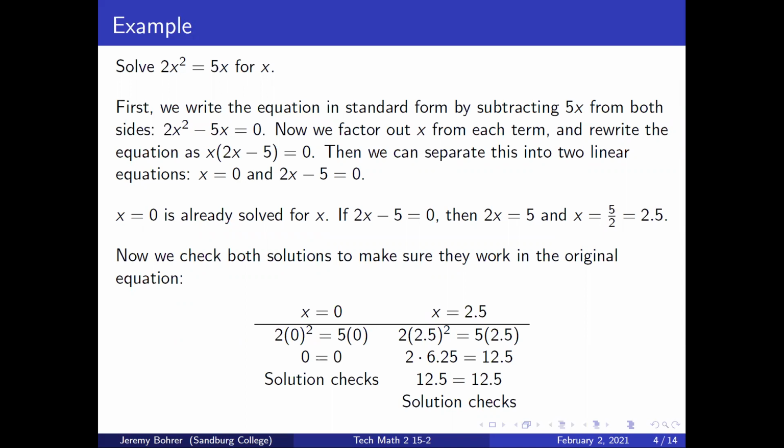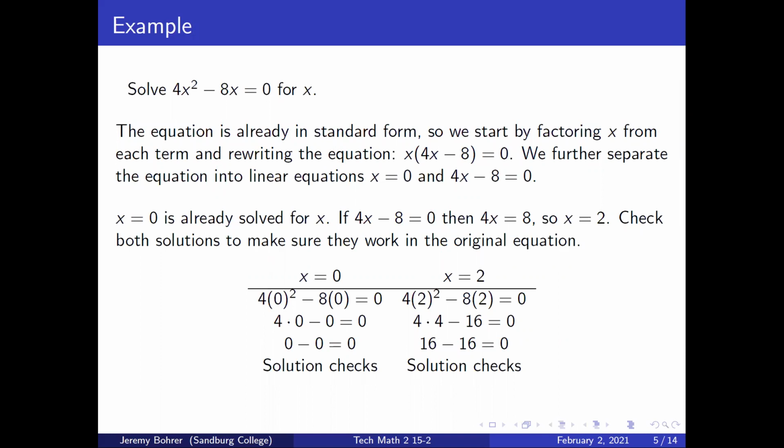x equals 0 is already solved for x. If 2x minus 5 equals 0, then 2x equals 5 and x equals 5 halves, or 2.5. Now we check both solutions to make sure they work in the original equation. If x equals 0, then 2 times 0 squared equals 5 times 0. Thus, 0 equals 0. This solution checks. If x equals 2.5, then 2 times 2.5 squared equals 5 times 2.5. That's 2 times 6.25 equals 12.5. So 12.5 equals 12.5. The solution checks.